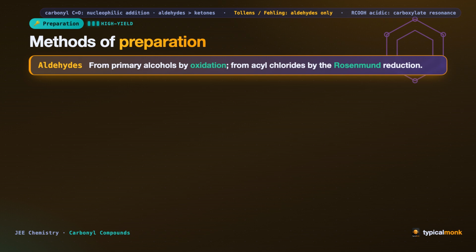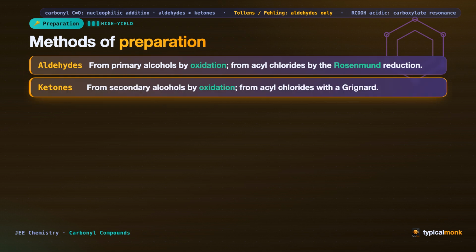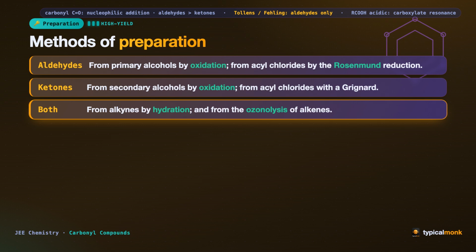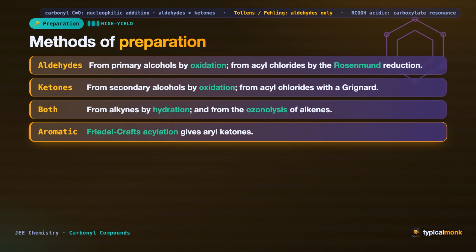Now, how the carbonyls are made. Aldehydes, from primary alcohols by oxidation, and from acyl chlorides by the Rosenmund reduction. Ketones, from secondary alcohols by oxidation and from acyl chlorides with a Grignard reagent. Both, from alkynes by hydration and from the ozonolysis of alkenes. Aromatic Friedel-Crafts acylation gives the aryl ketones.